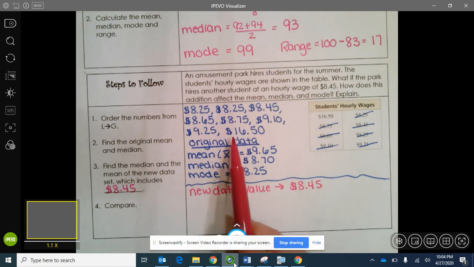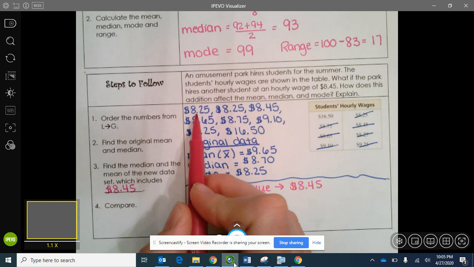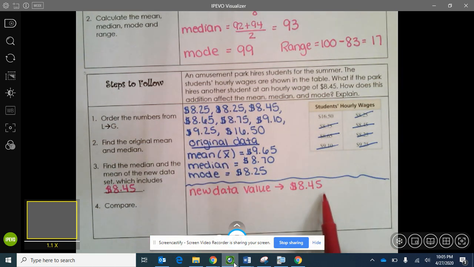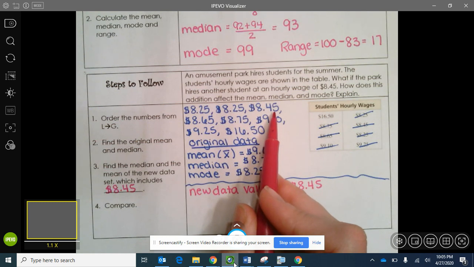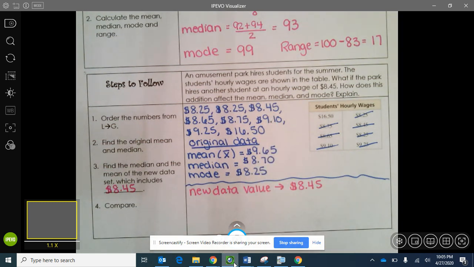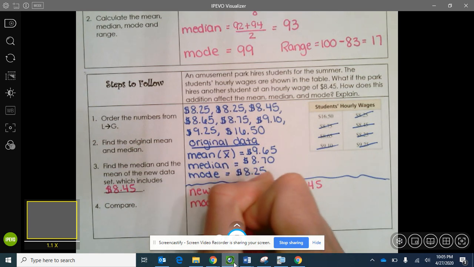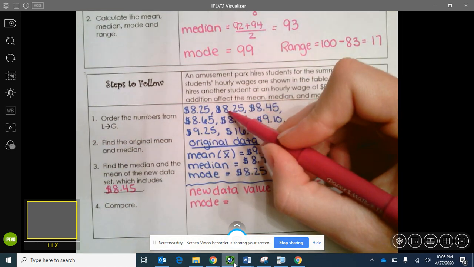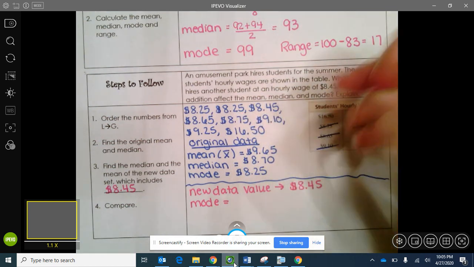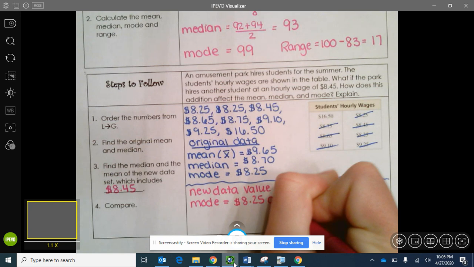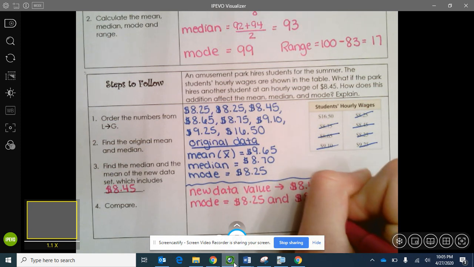If you do that, let's start with the mode. If I put in 8.45, my original mode was 8.25 because 8.25 appeared twice. If I put in another data value of 8.45, now I'm going to go from having one mode to two modes, because now 8.25 is not the only number that repeats. 8.45 also repeats. So by adding in that data value, I'm actually now going to have two modes.